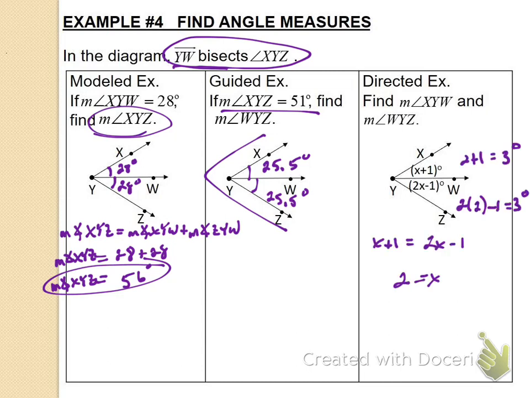Okay. So still, YW is an angle bisector, so we're going to mark these congruent. Since XYW and WYZ are going to be the same, we can just set them equal to each other: x plus 1 equals 2x minus 1. Solve that, and x is 2. When you plug 2 in, you should get 3 degrees for both of those angles.